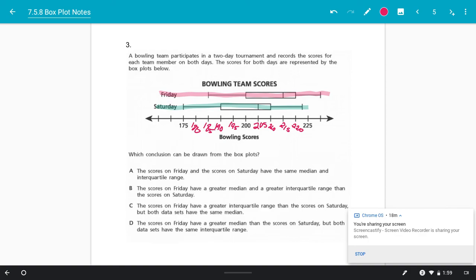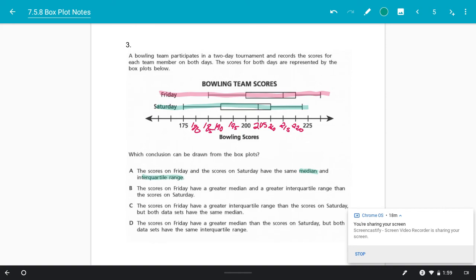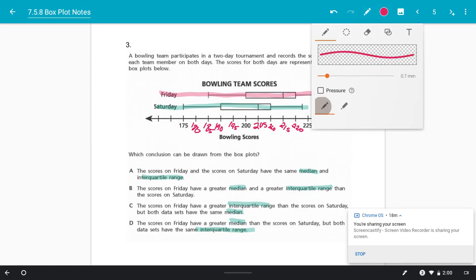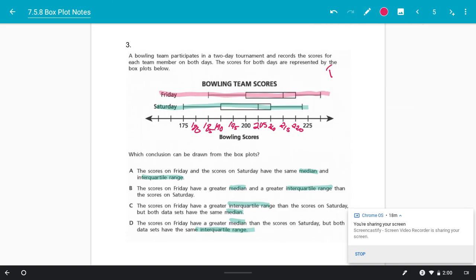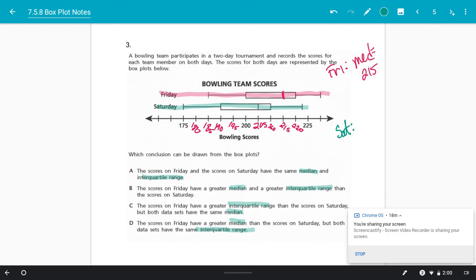So which conclusion can be drawn from the box plot? So here, all of my answers are talking about either the median or the interquartile range, right? So median, interquartile range, median, interquartile range. So I need to find those 2 things. So let's look here. For Friday, we have a median, which is easy to find. That's our middle line here. Our median is 215. And then for Saturday, our median is 205.